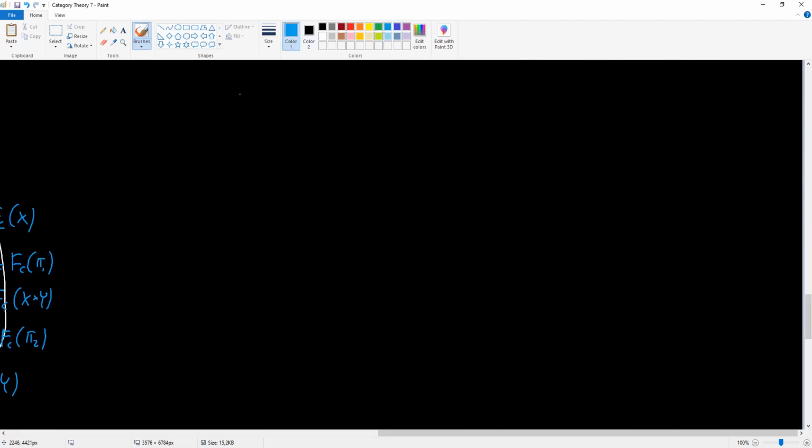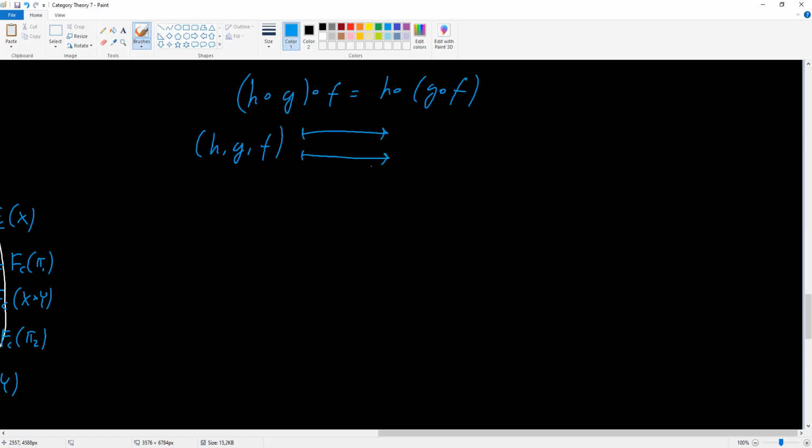Associativity of composition states that H composed with G composed with F equals H composed with G composed with F. Okay, now I want to turn this into a diagrammatic thing. So obviously I can see here I'm starting with 3 variables, H, G, and F. And I want to be able to create out of them by some functions that I need to define.